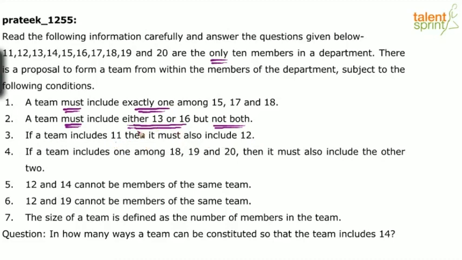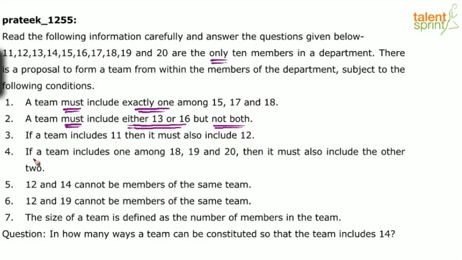If you take 11, then 12 should be chosen. But if you choose 12, 11 can be skipped. Are you able to follow? The team can have only 12, but the team cannot have only 11, right? If 11 is there in the team, then 12 should also be there. Are you able to follow?